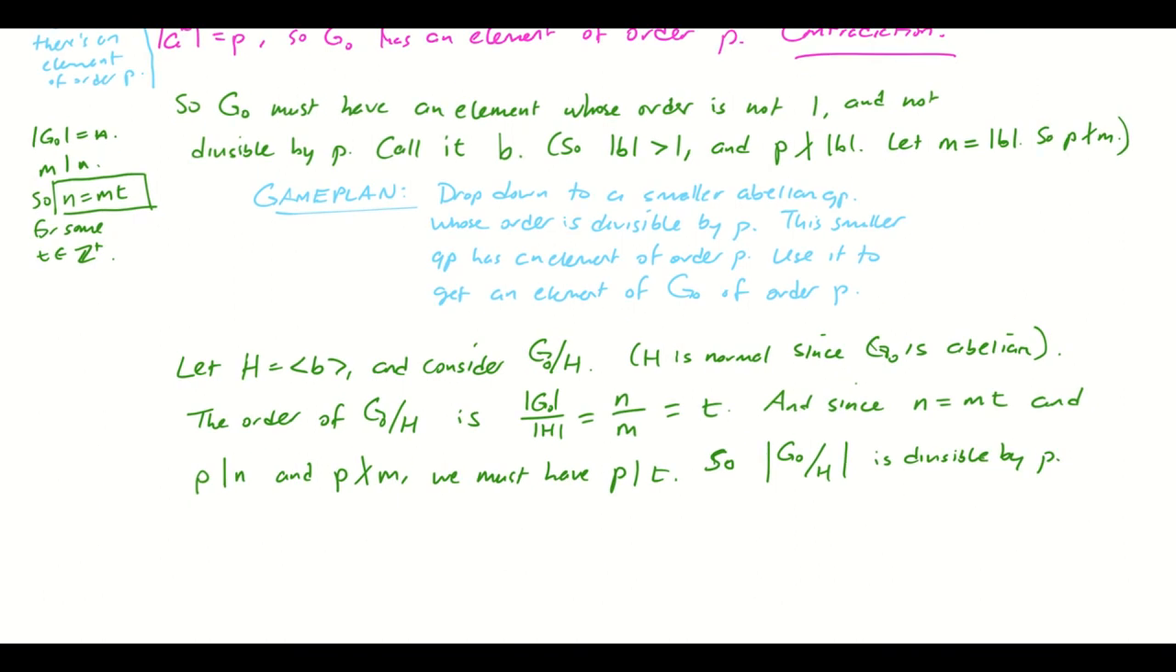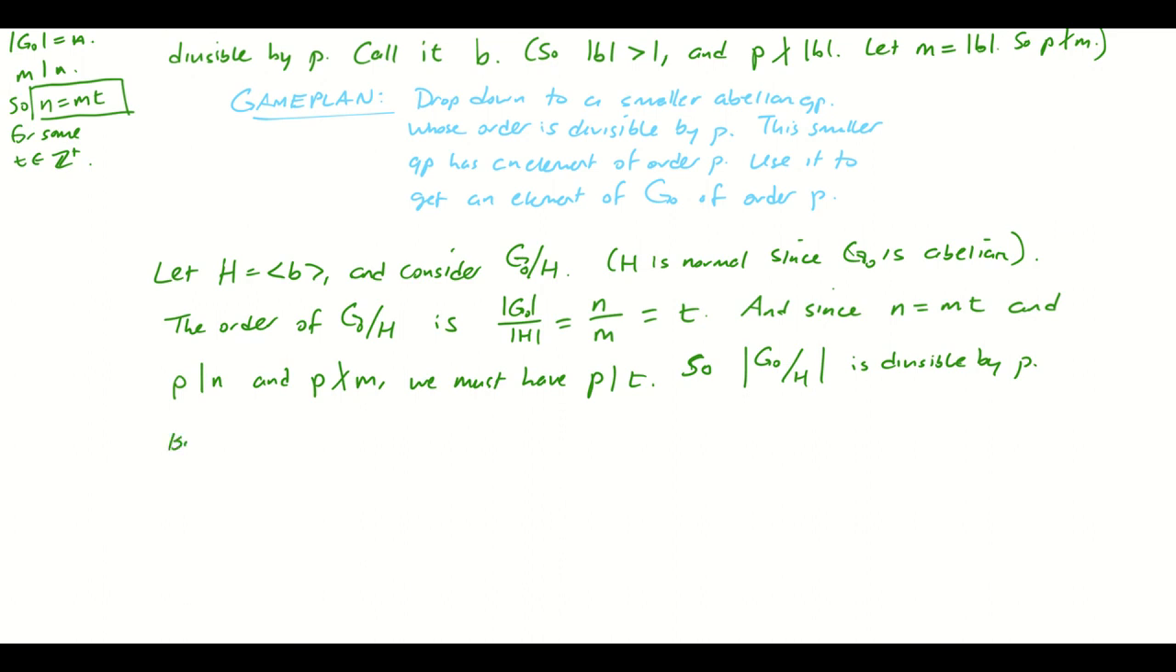But we also know the thing we modded out by was not trivial. We said B did not have order 1. We also know M is not equal to 1. So the order of this group, G naught mod H, which is equal to N over M, is strictly less than N. And N was that minimal order we were talking about. N was the smallest order of an abelian group whose order is divisible by P that doesn't contain an element of order P. All right, so here's where we're about to get an element of order P in G naught mod H.